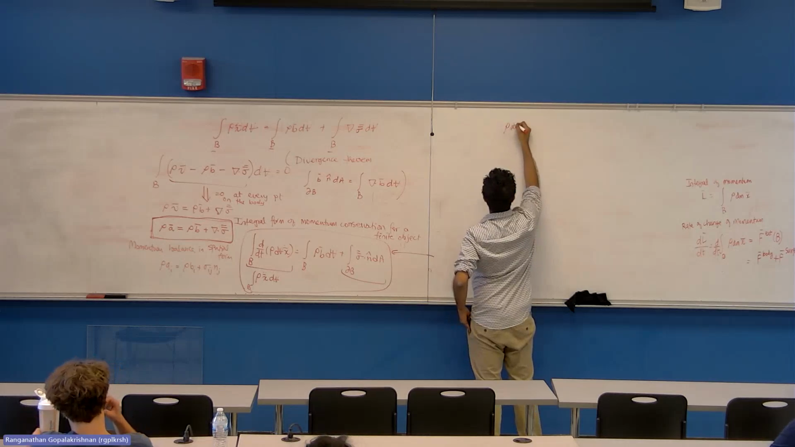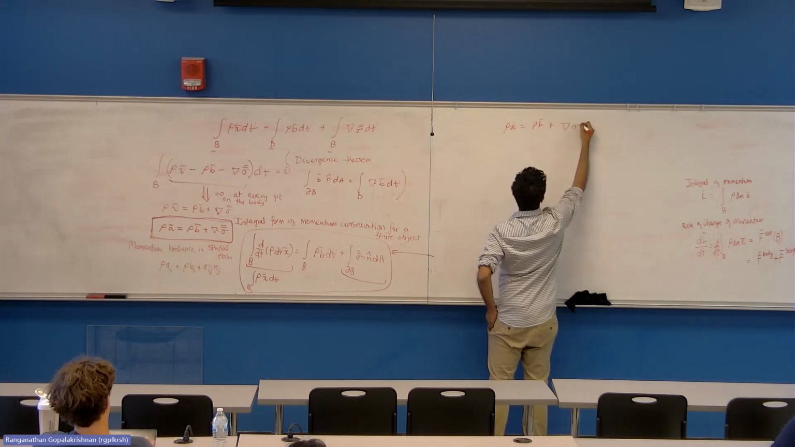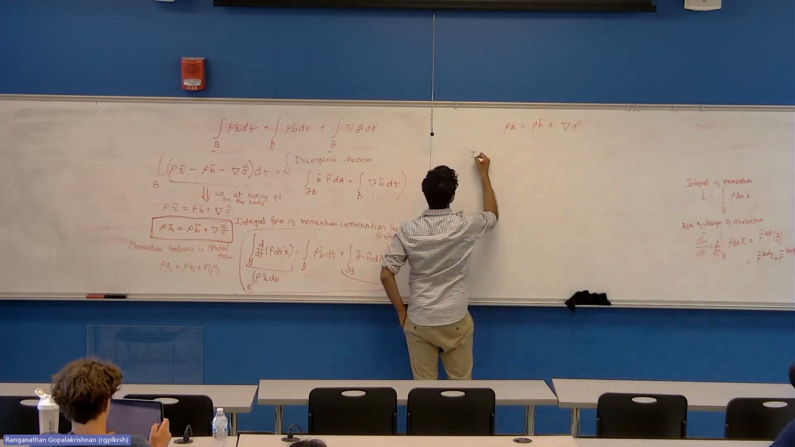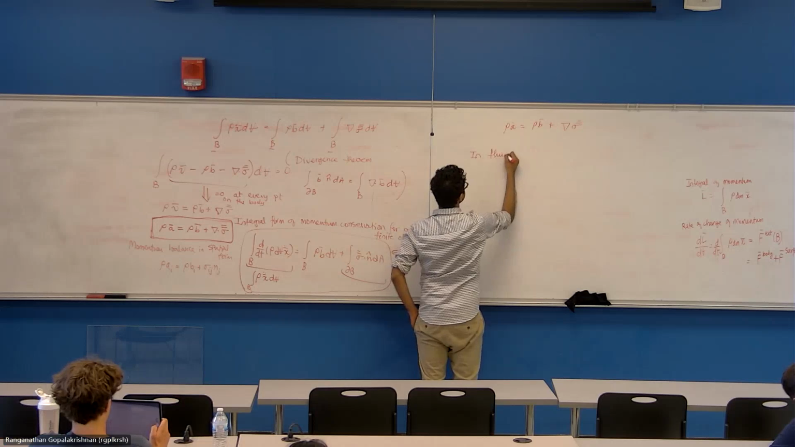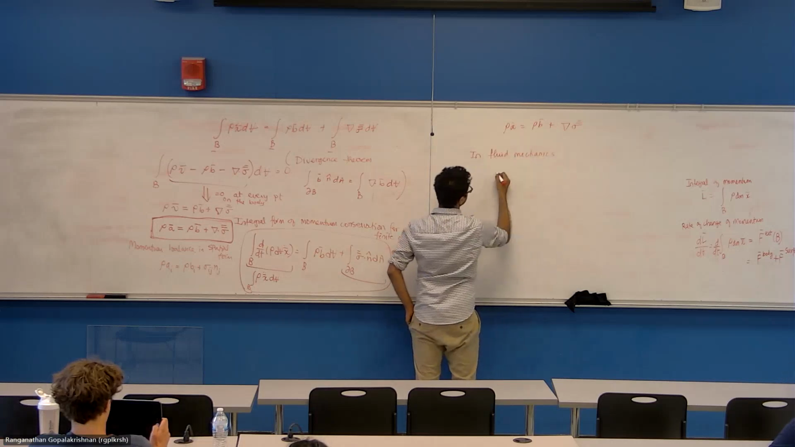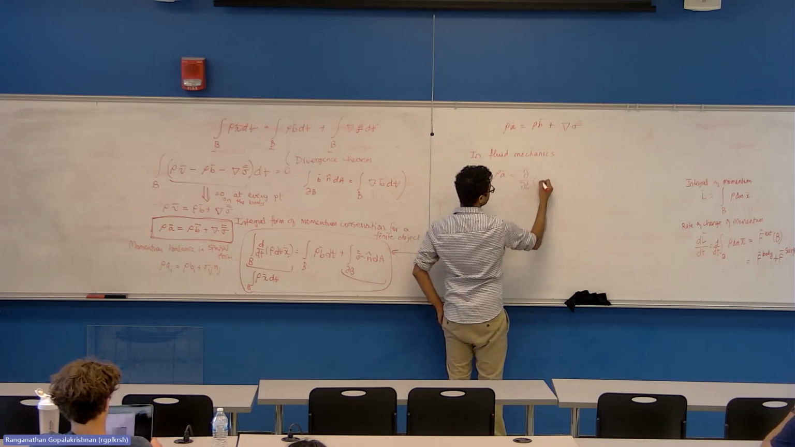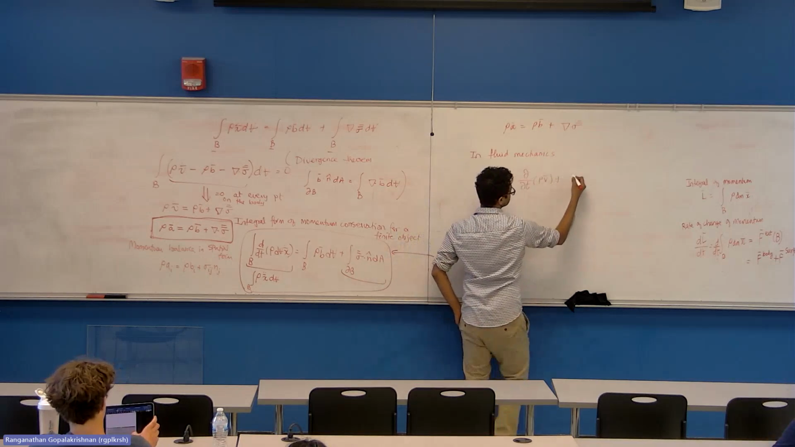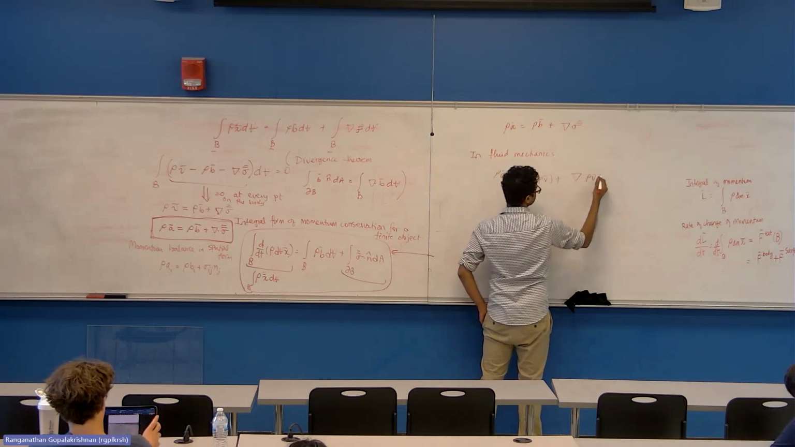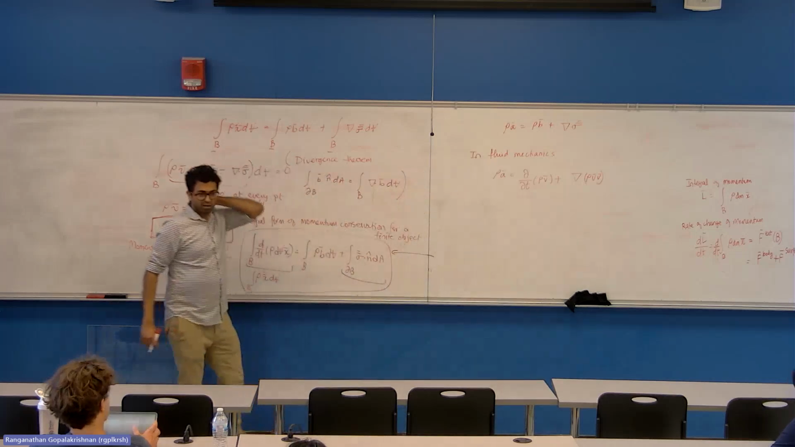Rho A equals rho B plus divergence of stress tensor. In fluid mechanics, rho A is often written as the partial derivative of rho V plus the divergence of rho VV. What is the quantity VV? Is it a scalar or a tensor?